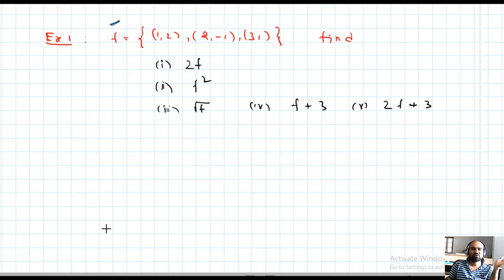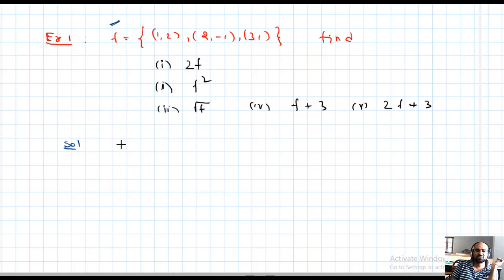What I explained previously is that the function is given by a rule, just like x square. What is 2f? I can say 2x square. But here what is given? The given function is only in ordered pairs. All of this, 2f, f square, root f, f plus 3 or 2f plus 3, should be in ordered pairs form. You need to write one by one. I want to write now. Listen, how to write the steps, that is important.